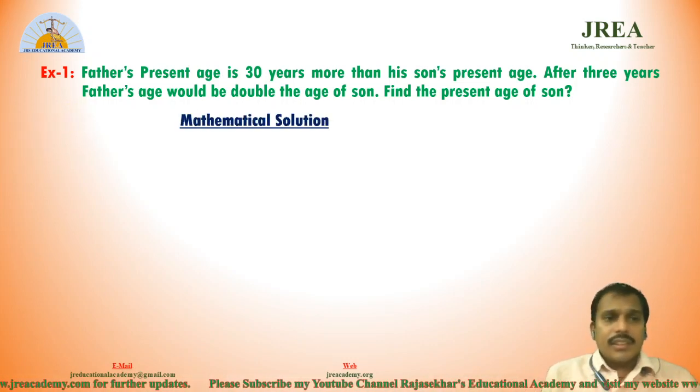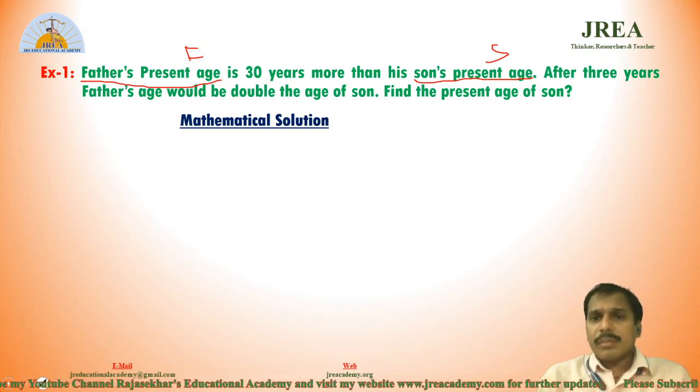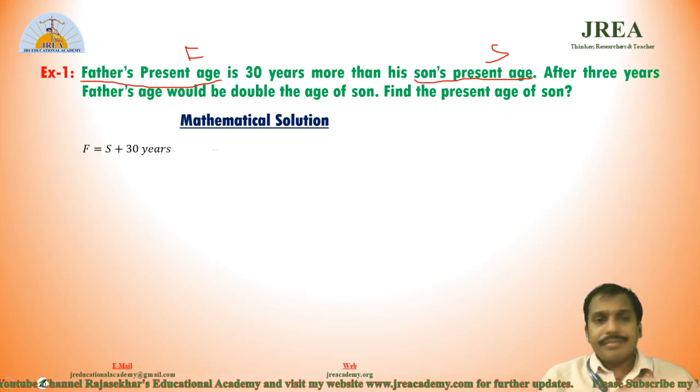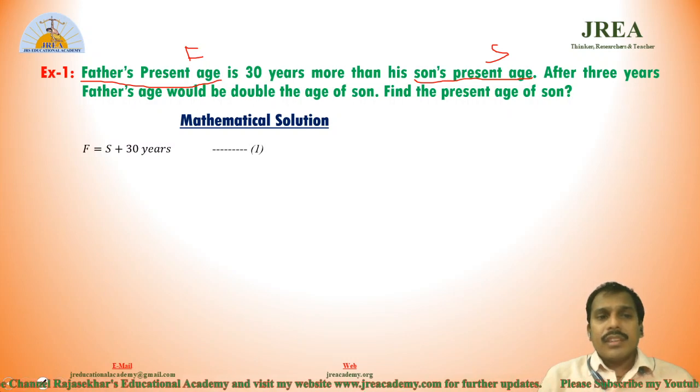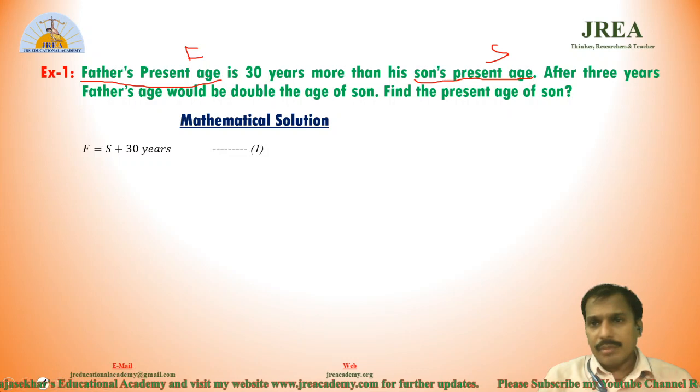Coming to the first statement, father's present age. Let us assume the father's present age is capital F and the son's present age is capital S. Now, the father's age is equal to the son's present age plus 30. That means F equals S plus 30. Let us call this equation number 1.